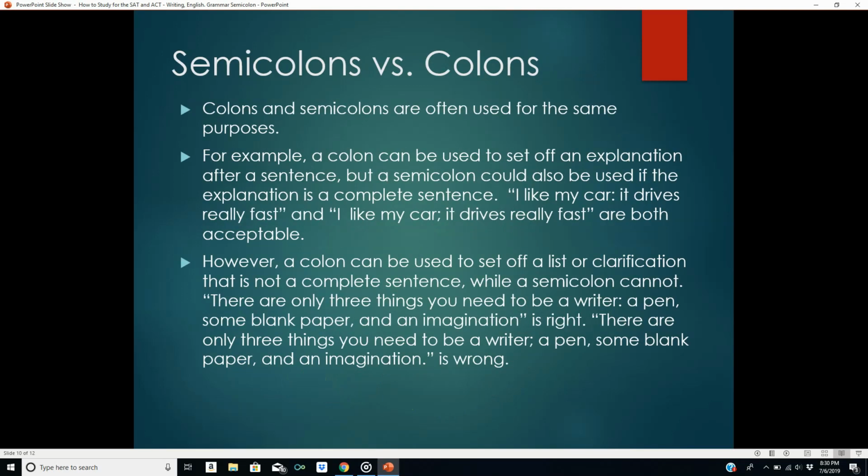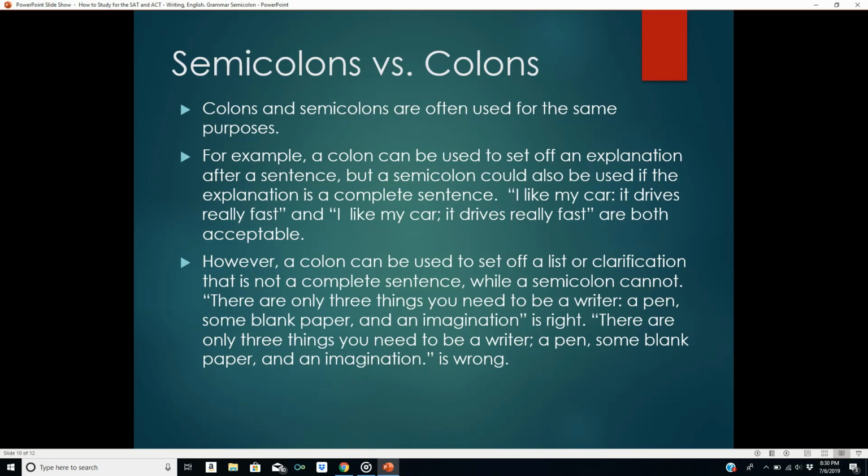All right. So semicolons versus colons. Colons and semicolons are often used for the same purposes. For example, a colon can be used to set off an explanation after a sentence, but a semicolon could also be used if the explanation is a complete sentence. "I like my car: it drives really fast" is actually acceptable. And "I like my car; it drives really fast" is also acceptable. I would probably use a semicolon, but from what I've looked up, you could actually use the colon there.